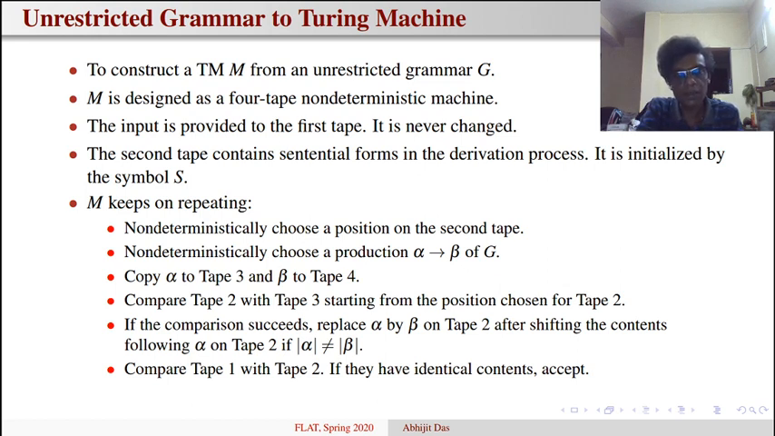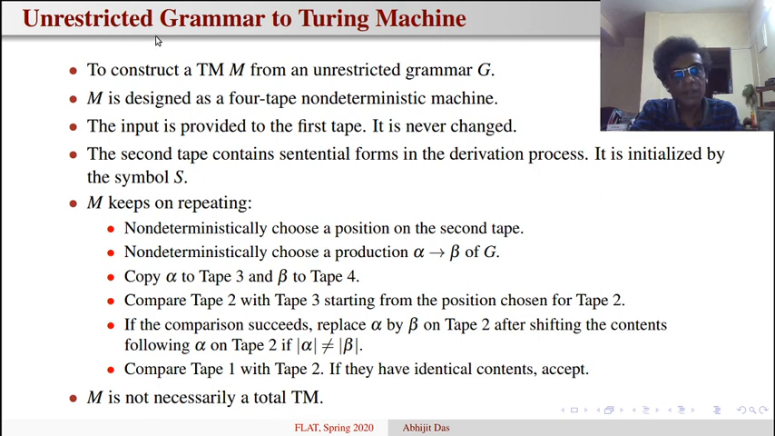And one thing that is important about this simulation is that M is not necessarily a total Turing machine. For example, if instead of a cube, b cube, c cube, I give something like a cube, b cube, c power 4, then no matter what production the Turing machine non-deterministically chooses, it can never generate a cube, b cube, c power 4. It can never generate it. But it will keep on trying, and this attempt will never fail. Okay. So this is not necessarily a total Turing machine.